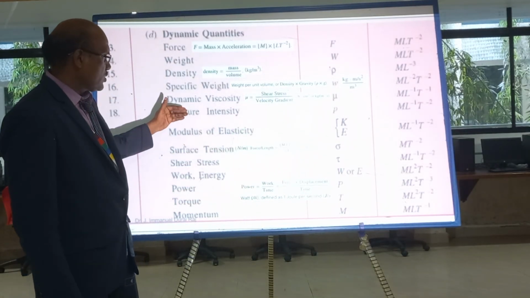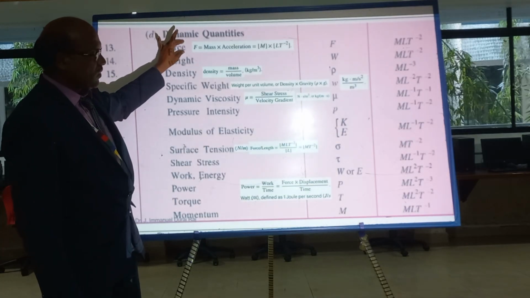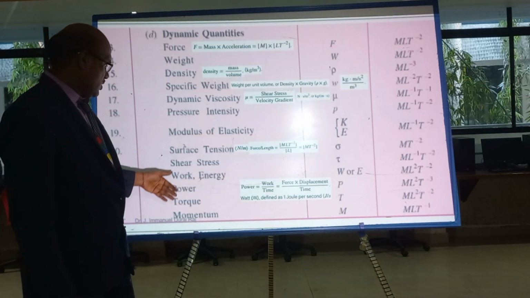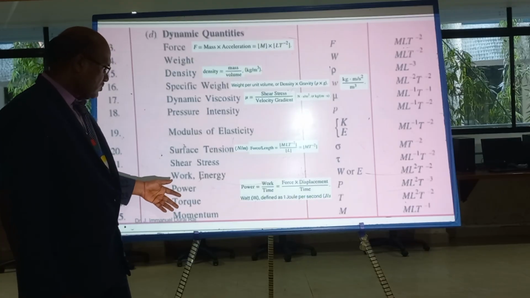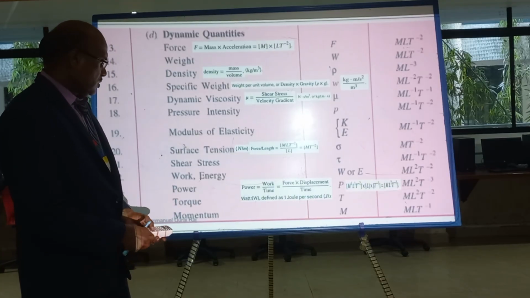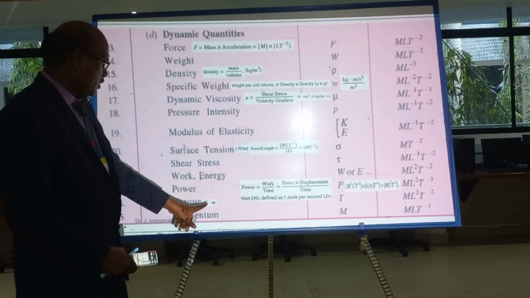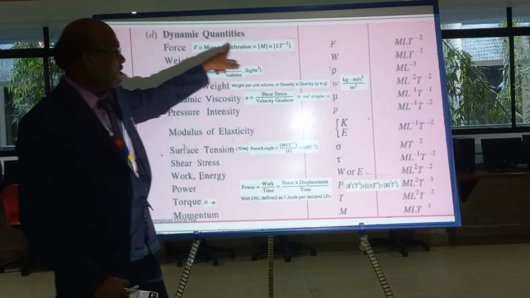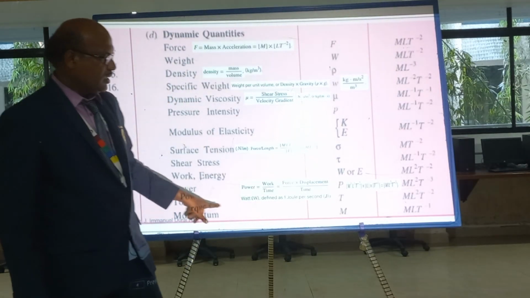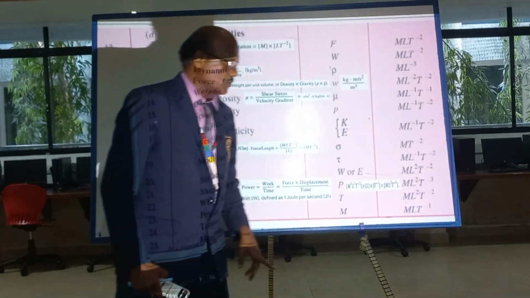So these are Newton per meter square. Once you know the Newton, you can find Newton per meter square for pressure. Torque is Newton meter. For Newton, you know force is M L T power minus 2, into meter. So you get M L square T power minus 2.